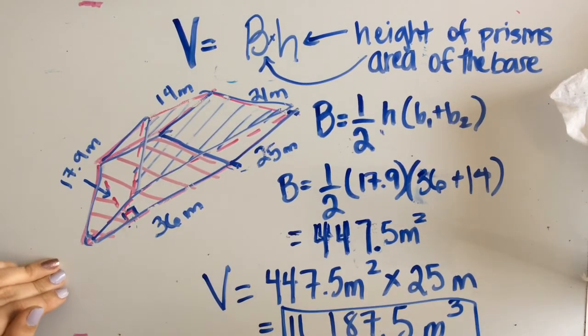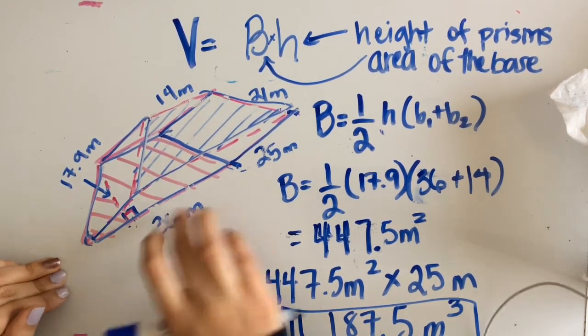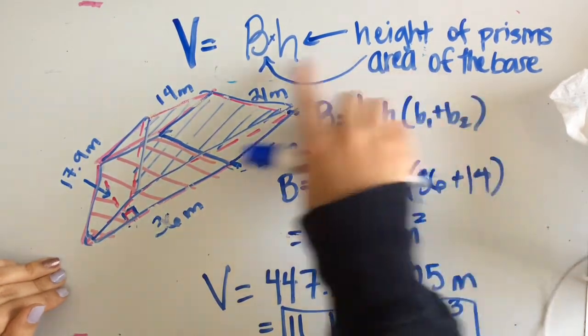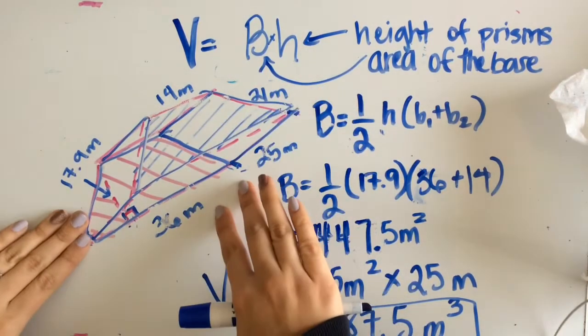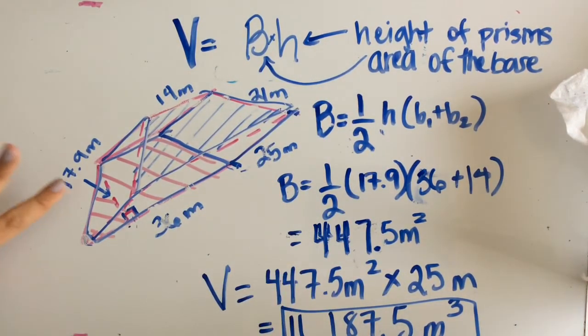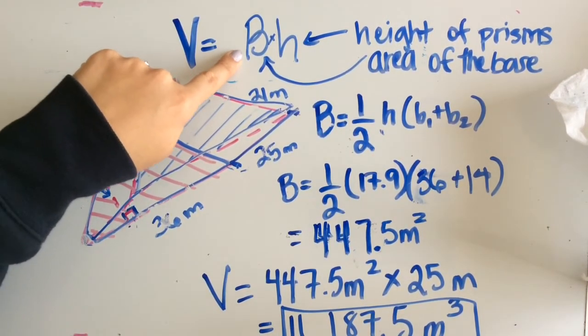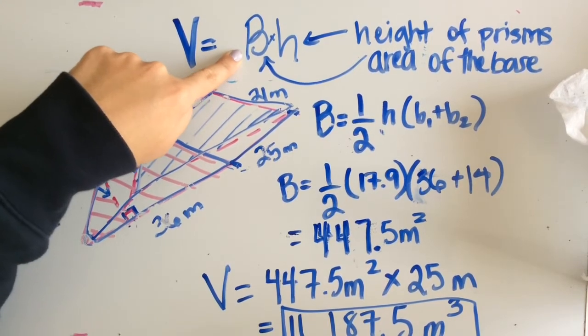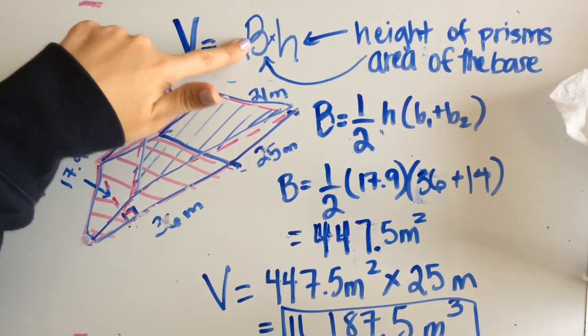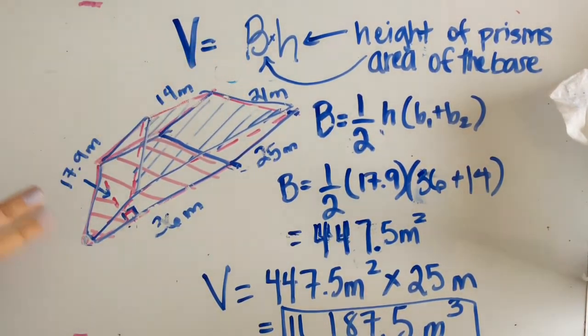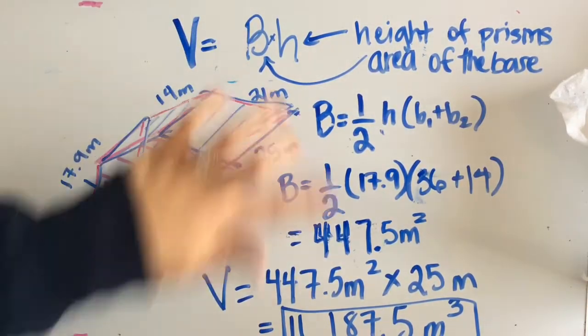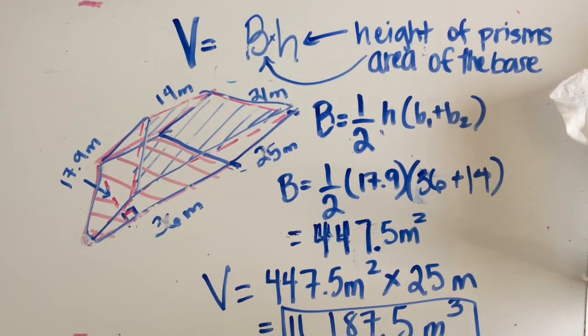And that is it. So remember, only use the area formula of the base of the type of prism it is. So if it's a triangular prism, if the base is a triangle, then you need to find the area of that triangular base. If it's a rectangle, you find the area of that rectangular base. But if it's a trapezoid, you use the area formula for a trapezoid.